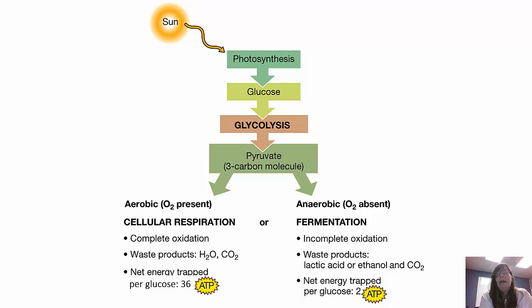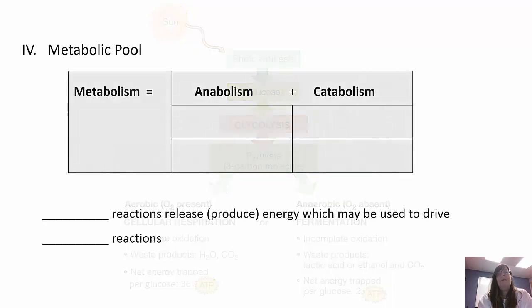However, if oxygen is not present, that pyruvate molecule will go through fermentation. Glucose will not be completely oxidized. Waste products will be lactic acid or ethanol and carbon dioxide, which are toxic, and the net energy is only 2 ATP. So there's a big difference between aerobic and anaerobic.